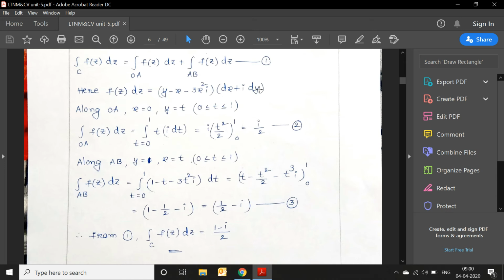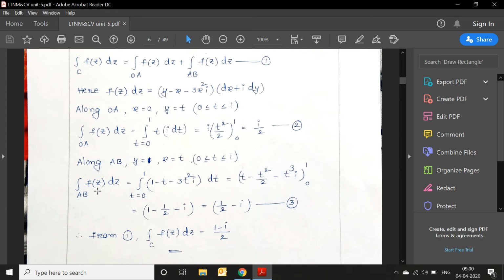So we can substitute here, we are getting i times t squared by 2, the integration of t is t squared by 2, limits are 0 to 1, so the value is i by 2. Next, along AB, y is equal to 1, x is equal to t. So that is 0 less than t less than 1.